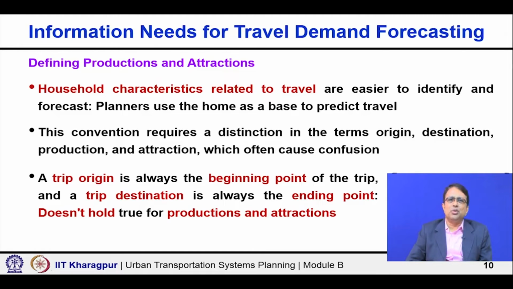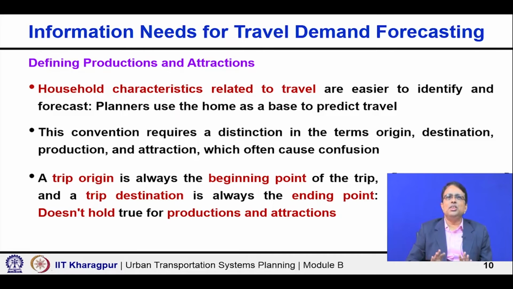This convention requires a distinction in terms of origin, destination and production attraction, which often causes confusion. Home is very, very important. Home is always important, whether it is for transportation planning or for any other purpose, right. So, the home and the household characteristics are very, very important, but then sometimes there is a confusion about origin, destination and production attraction. So, let us try to make it clear once and for all.